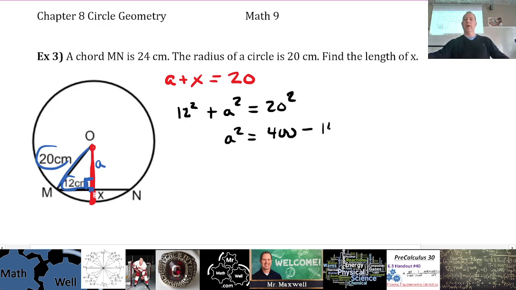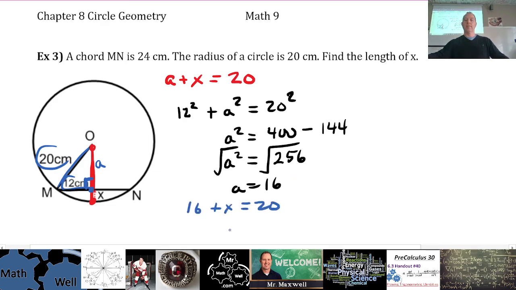12 squared is 144. So a squared equals, what's this going to be? 256. Square root both sides. A equals 16. You guys get that? So that means that a is 16. So 16 plus x equals 20. X is 4. 4 what? 4 centimeters.